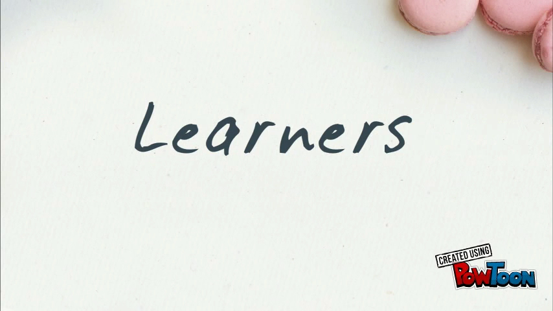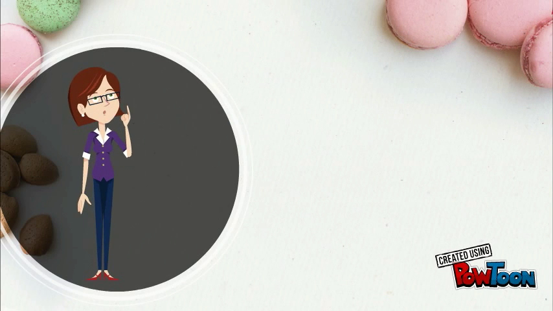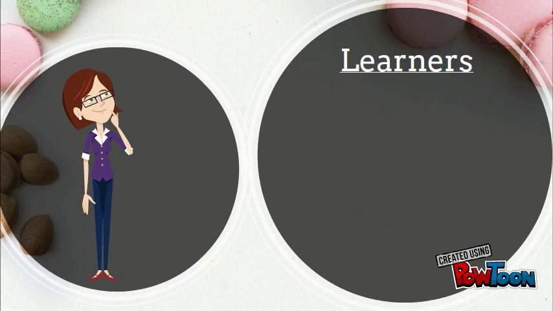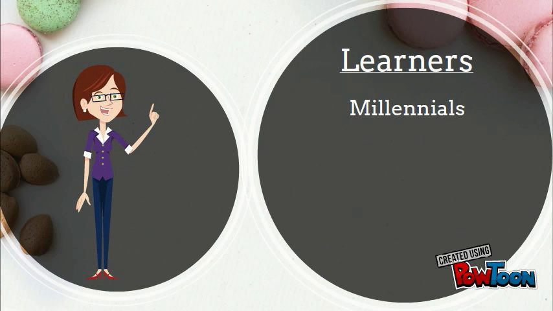Here are some things that Jane knows about her learners. Jane knows that these new hires are all university students. The ages typically range from 18 years old to 22 years old. They're all from the millennial generation.